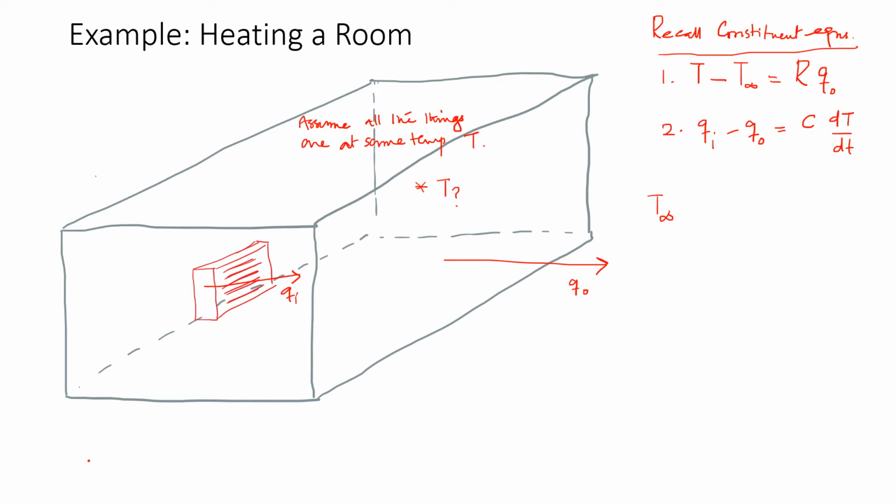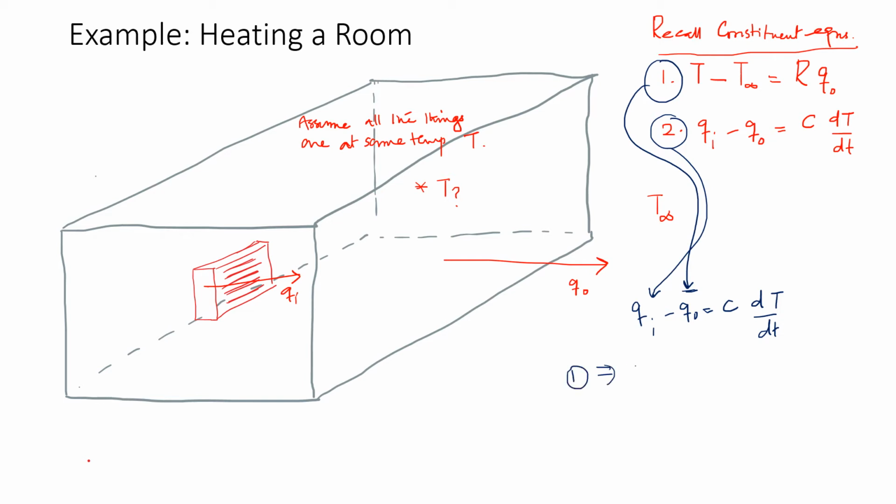So I'm interested in using these two equations to come up with the equation of this whole setup. So I think the starting point can be equation 2, so that can be taken over here, and that would mean that Q in minus Q out is equal to C times time rate of change of temperature. And now I can replace this Q out with equation number 1. So this would mean that Qi minus T minus T infinity over this thermal resistance R to be equal to C times d by dt of temperature.